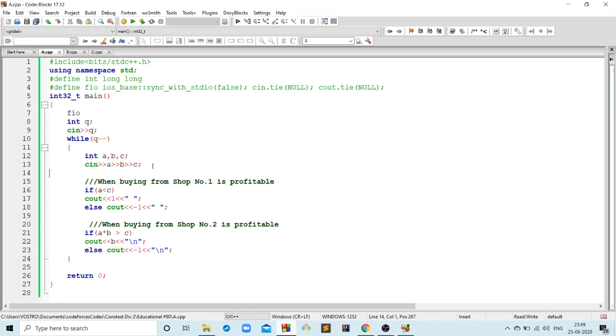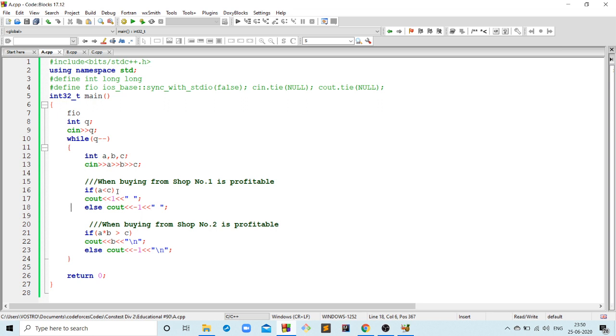If I buy X equal to 1 donut, in shop number 1 it will cost me A dollars, but in shop number 2 it will cost me C dollars, because even if I buy 1 donut, I will have to buy 1 full box of donuts consisting of B donuts, and the cost of that box from shop 2 is C. So the cost of one donut in shop number 2 will be C. In a case when A is less than C, buying one donut in shop number 1 is more profitable. Hence, I am printing 1 in this case.